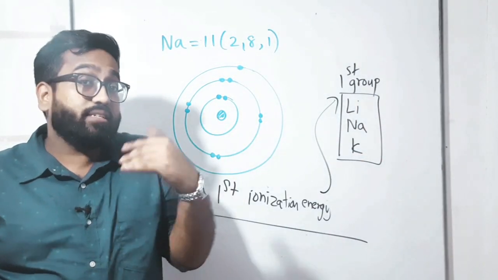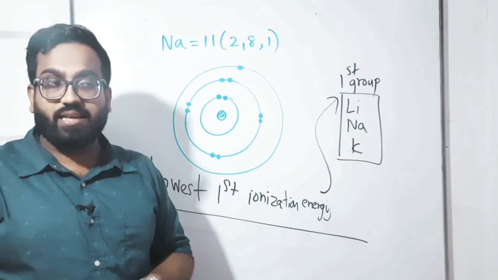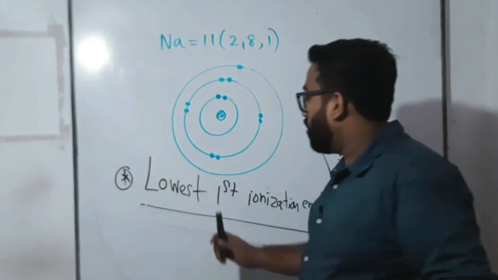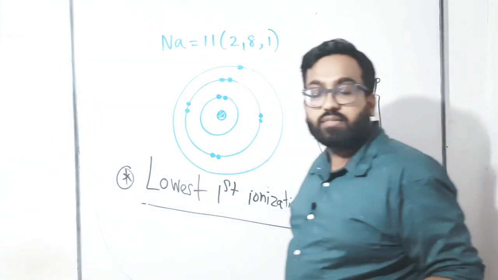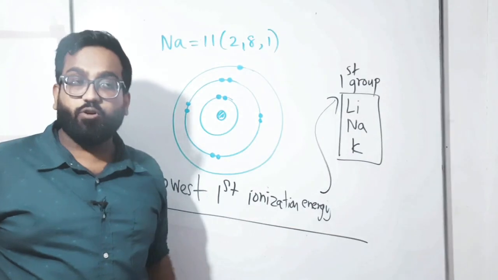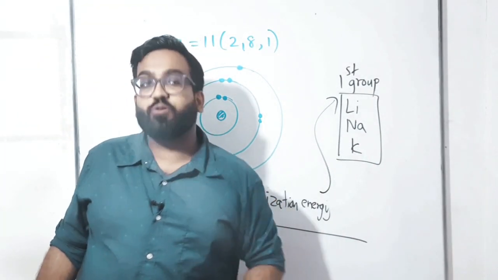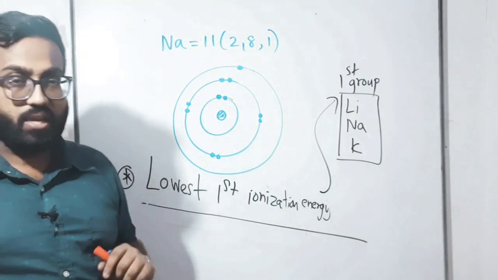So you know, first ionization energy means removing the first electron. So we can remove it very easily. That's what we can write here. The lowest first ionization energy level is consisting for what? First group: lithium, sodium or potassium. So what is the answer we have taken according to our question? Sodium. Please write this point even.